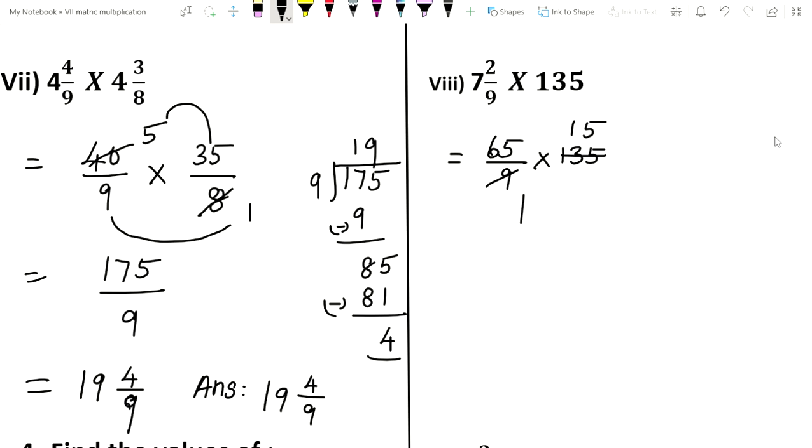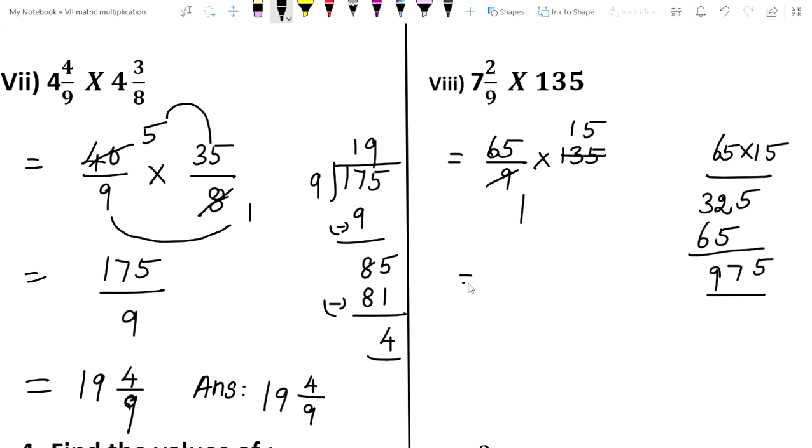Now you multiply these two numbers, 65 into 15. First you take the ones digit. 5 fives are 25, 5 remaining 2, 5 sixes are 30, 30 plus 2, 32. Next you take the tens digit. 1 five is 5, 1 six is 6. 2 plus 5, 7, 6 plus 3, 9. So what is the answer, children? 975. Do you understand, children?